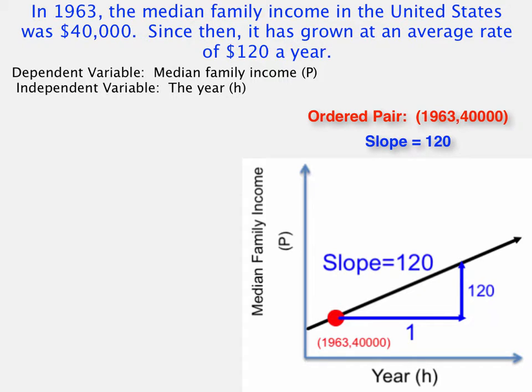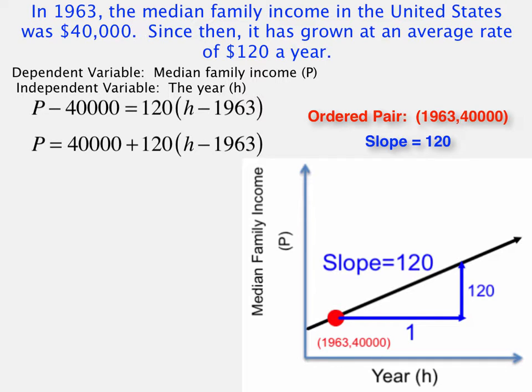Now that we've got an ordered pair and a slope, we're ready to model this situation using the point-slope form of a linear equation. In this case, our equation would be P minus 40,000 equals 120 times the quantity H minus 1963. Or of course, the way I prefer, P equals 40,000 plus 120 times the quantity H minus 1963. The starting value for a median family income was $40,000. This happened in 1963, and it grew at a rate of 120 every year.